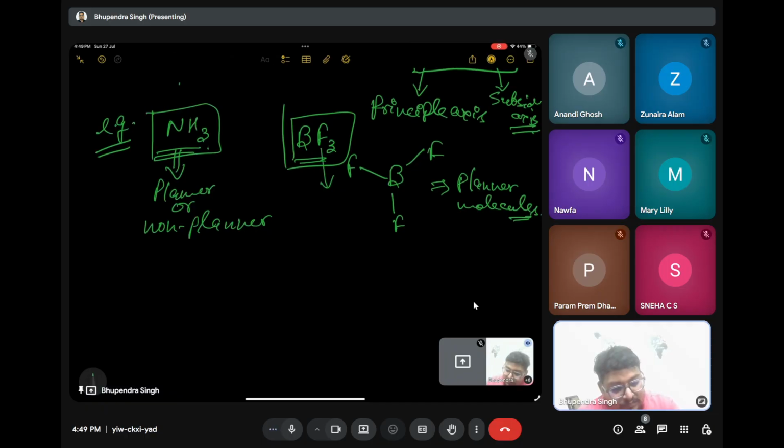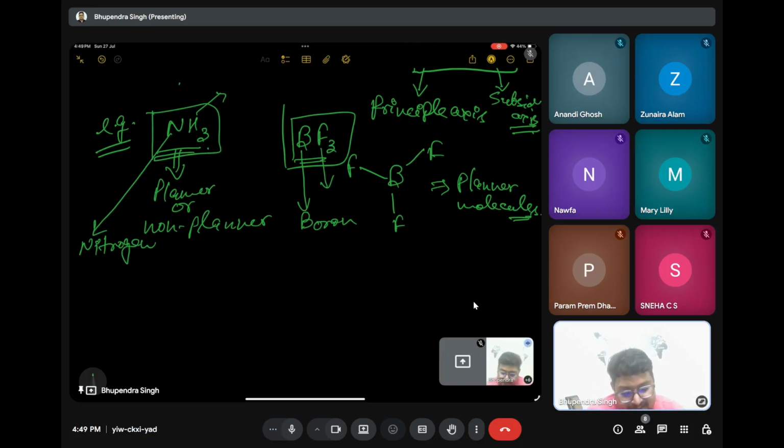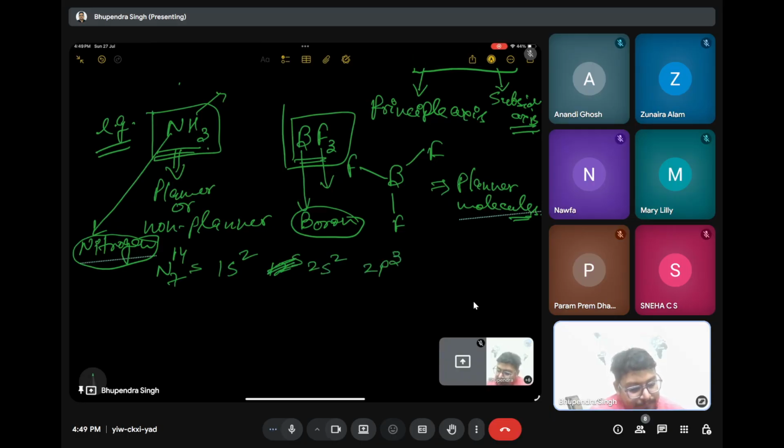This is fluorine. This is hydrogen. What is this? Boron, I would say. What is this? This is nitrogen. So what is the difference here? This is the difference here. Nitrogen: atomic number 7, mass 14, electronic configuration 1s2 2s2 2p3.